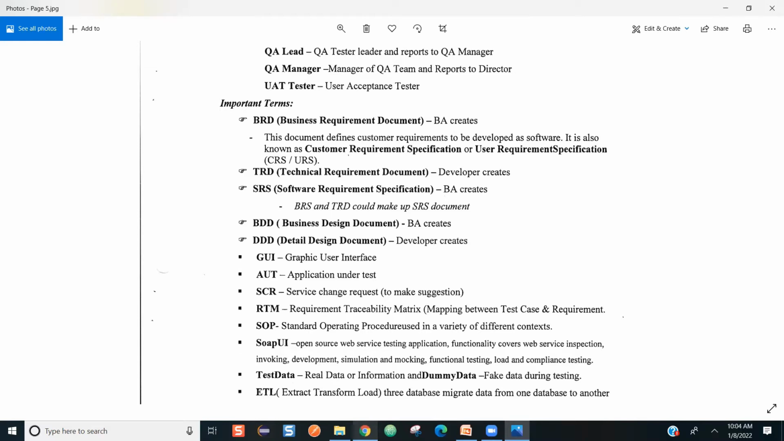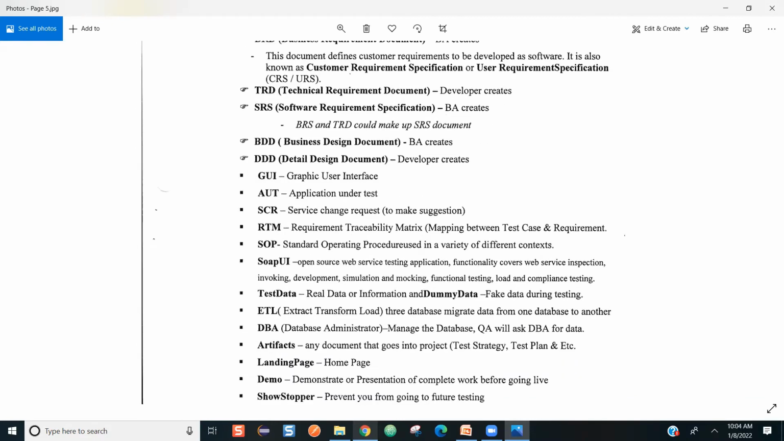You will use this keyword in your interview. When asked how you did testing, you say: I tested this in the AUT, application under test. That is what I did.